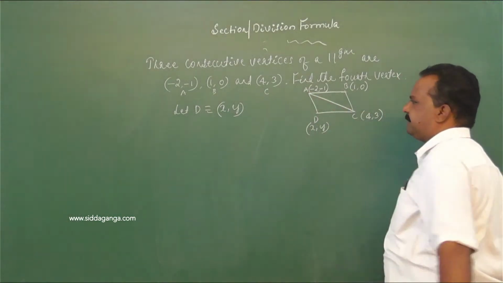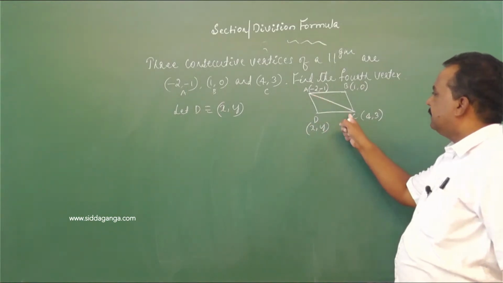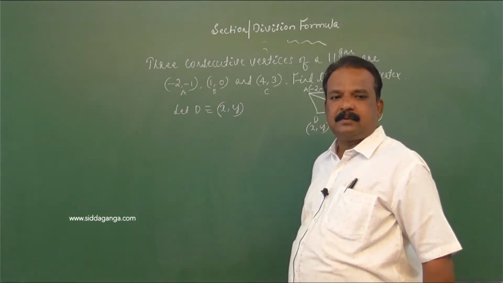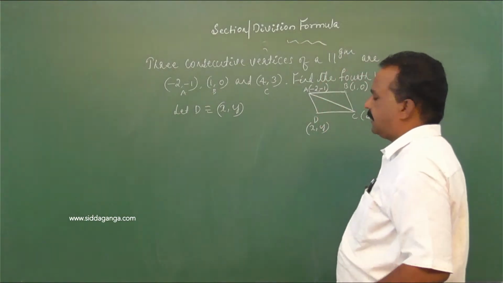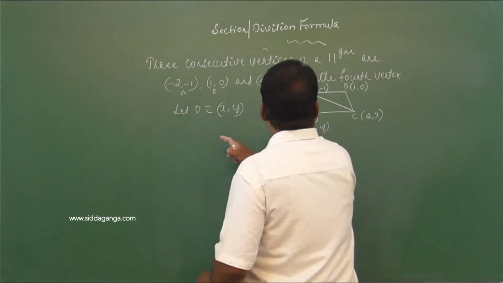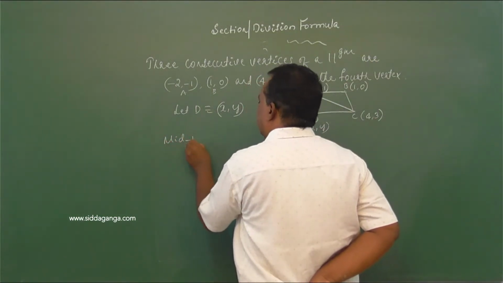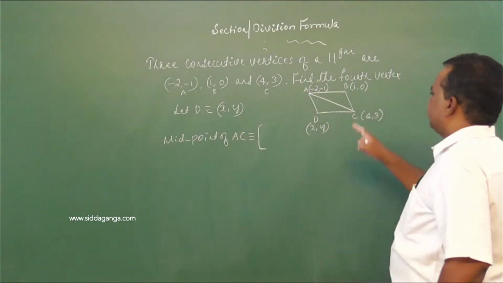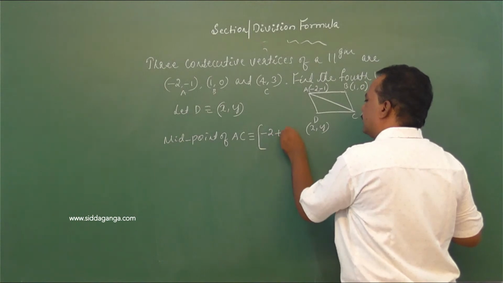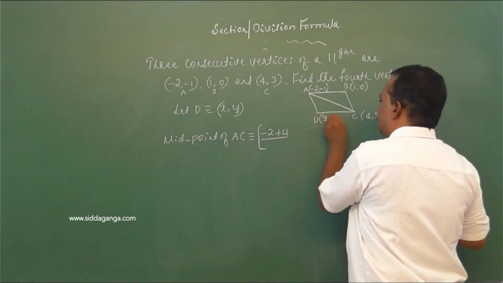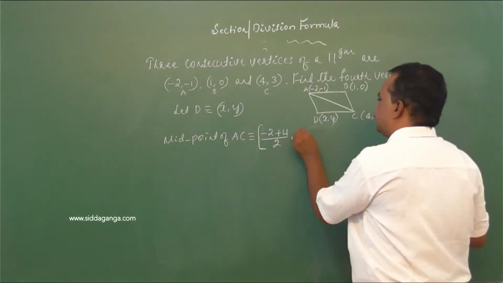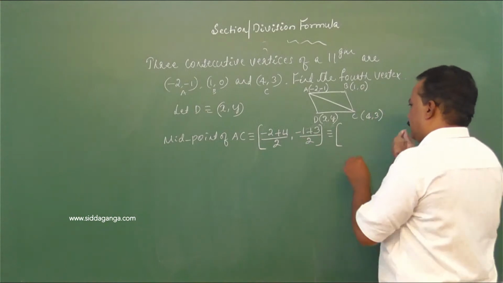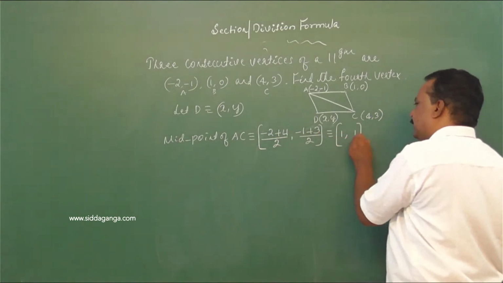Midpoint of AC must be equal to midpoint of BD because the diagonals of a parallelogram bisect each other. Midpoint of AC: (-2 + 4) by 2, and then (-1 + 3) by 2. 4 minus 2 is 2, 2 by 2 is 1. 3 minus 1 is 2, 2 by 2 is 1.